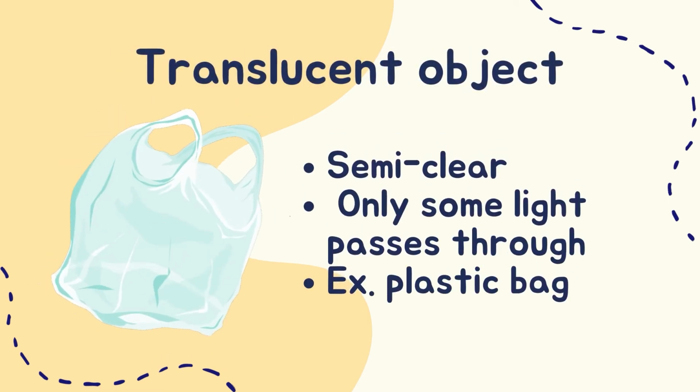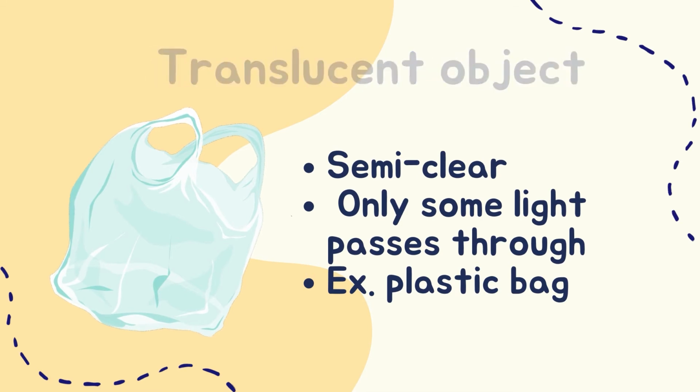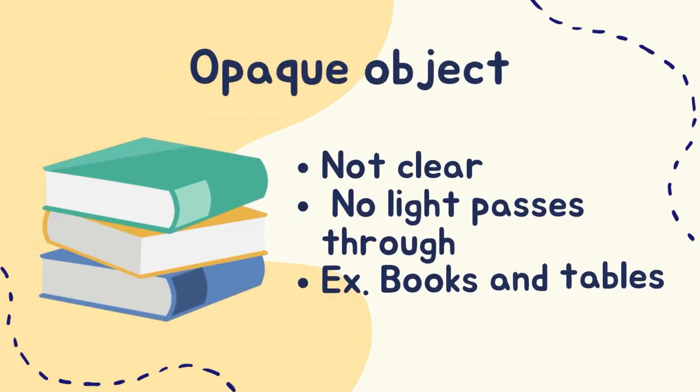Translucent objects are semi-clear. We can slightly see through translucent objects. Only some light passes through these objects. Examples of translucent objects are frosted glass and wax paper. Opaque objects are not clear. We cannot see through opaque objects. No light passes through these objects. Examples of opaque objects are books and tables.